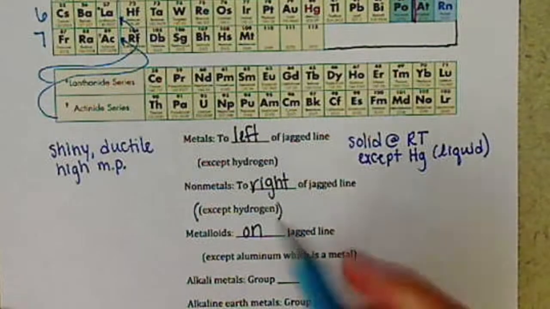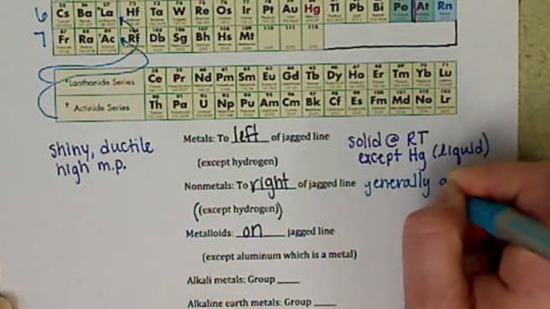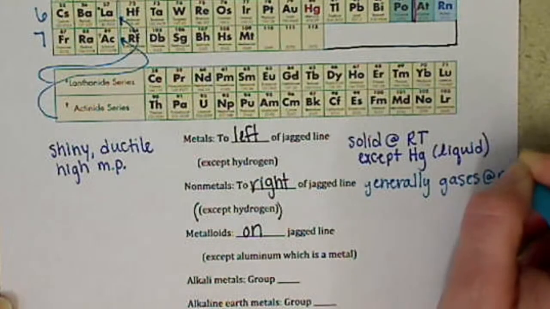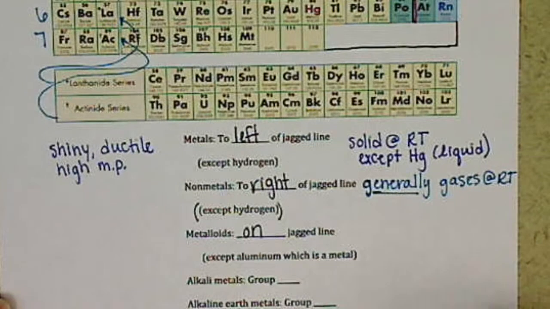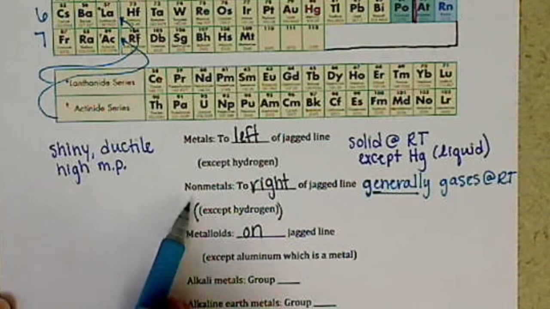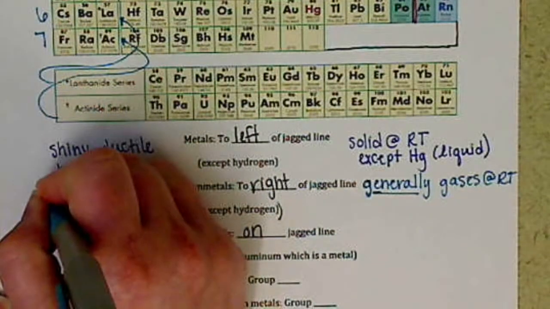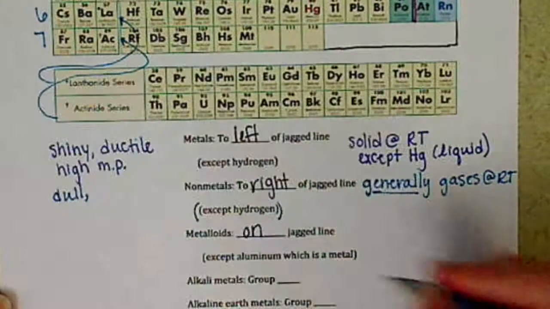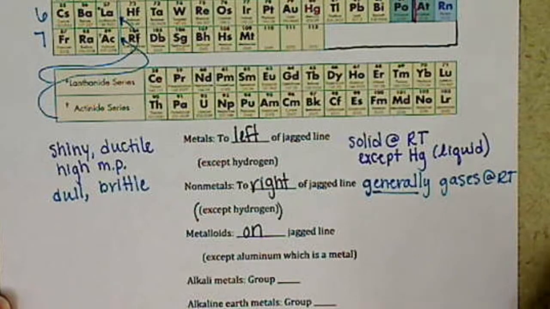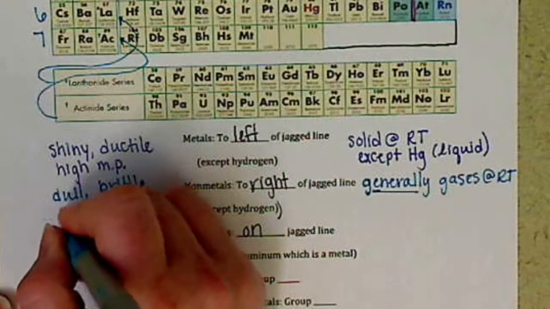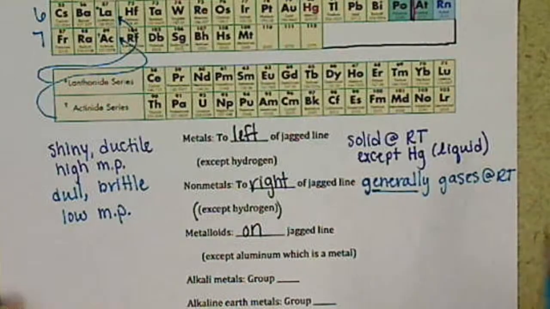So let's talk about our nonmetals. Generally, gases at room temperature. Very generally, though. Our nonmetals are basically the opposite of our metals. Instead of being shiny, they are very dull. Instead of being ductile, they're very brittle. If we take, say, a hammer to them and pound them out, they're just going to shatter. And they're going to have very low melting points compared to your metals, which is why generally we're looking at gases.